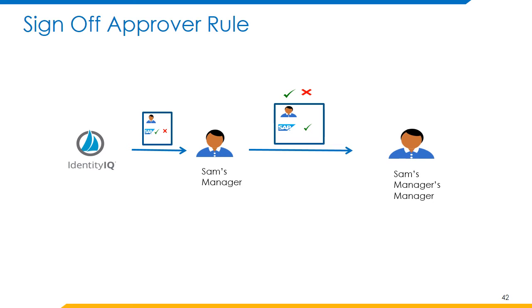A sign off approver rule takes certification under consideration and the certifier who is performing it as input and expects a map containing identity or identity name as return value.